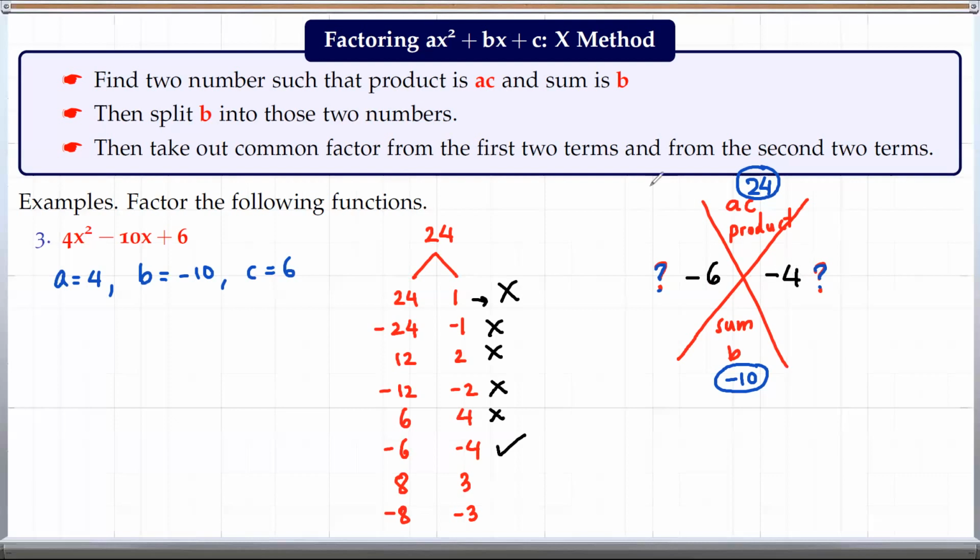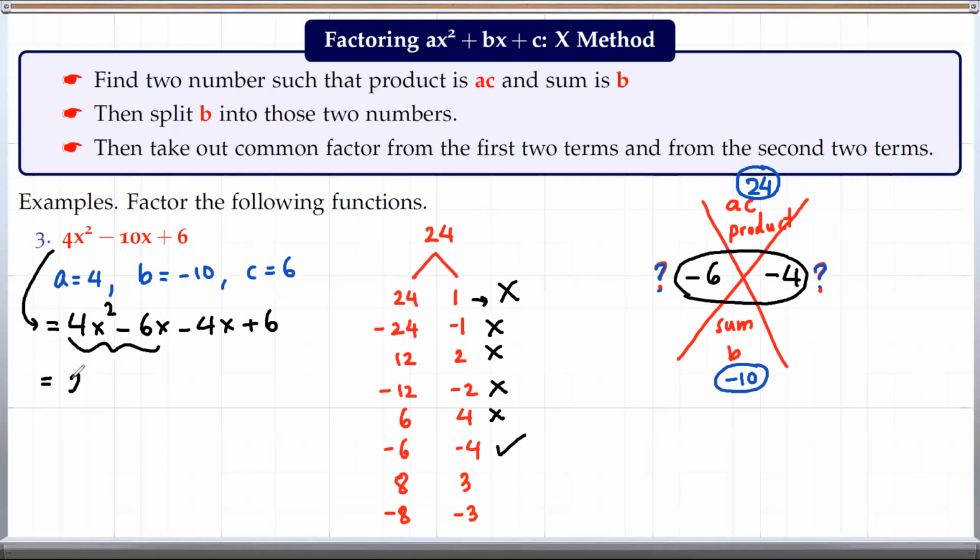So now we are ready to factor. So we have 4x squared. Now we need to split this -10x using these two numbers, -6 and -4. We can write as -6x minus 4x plus 6. From the first two terms, we see 2x common. So when you take out 2x, you have just 2x left in the first one, minus 3 left in the second one. And from these two terms, we can take out -2. So you have 2x left here, minus 3 left over here, because -2 times -3 will give us 6 back.